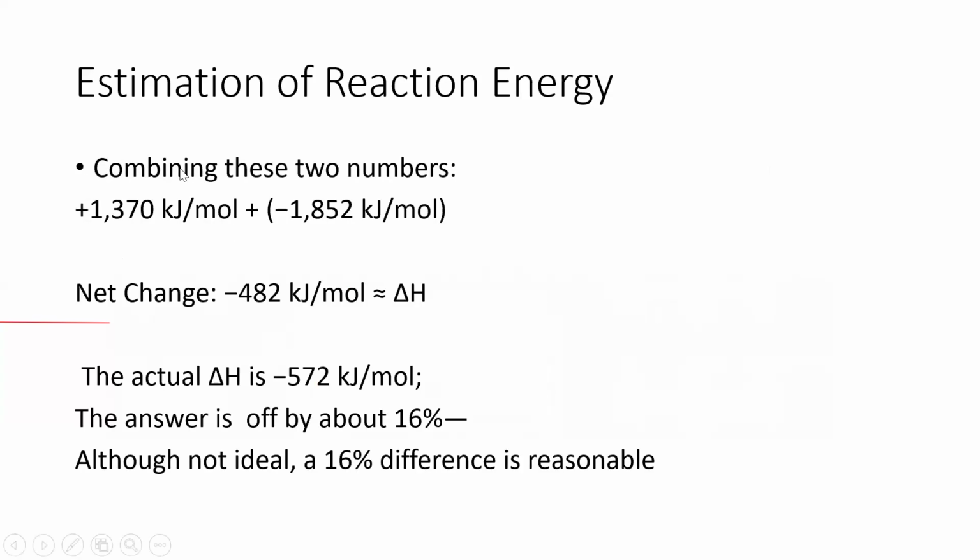All right. So then you find that when you combine the two, the breaking and the formation, the net will be negative 482 kilojoules per mole. That's the approximate energy that we needed to bond and then to form water.